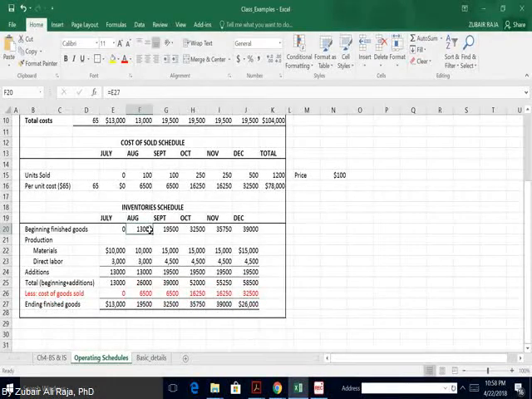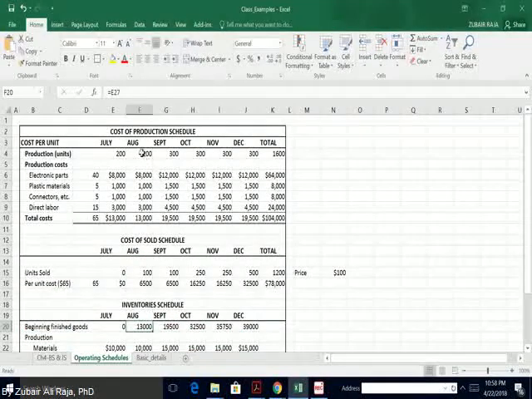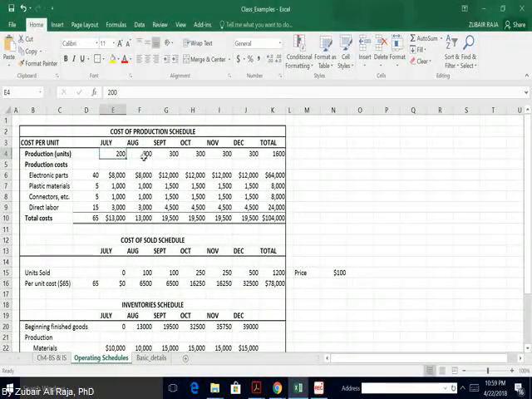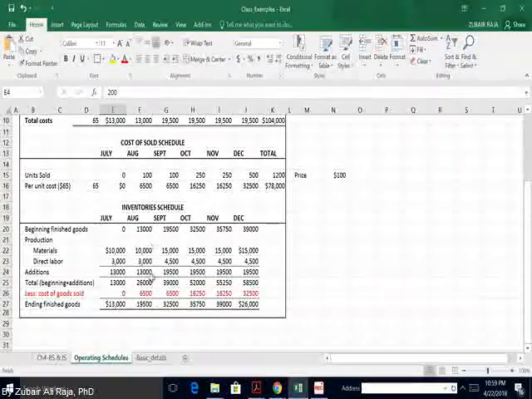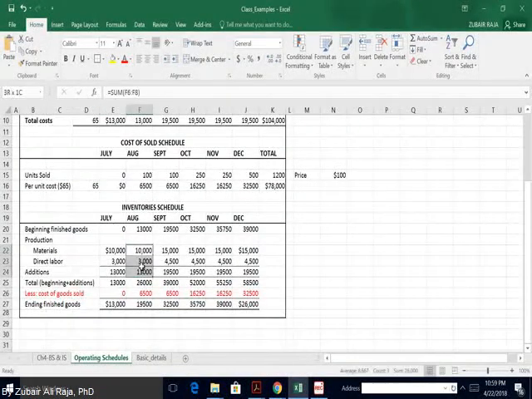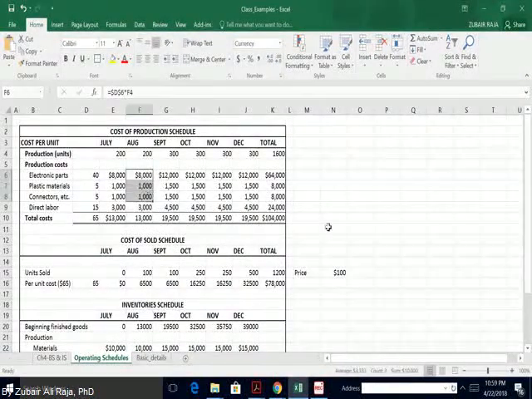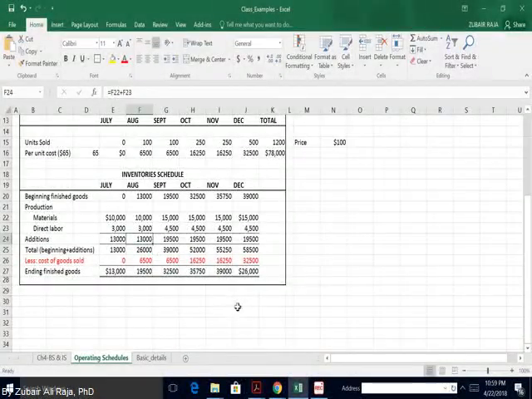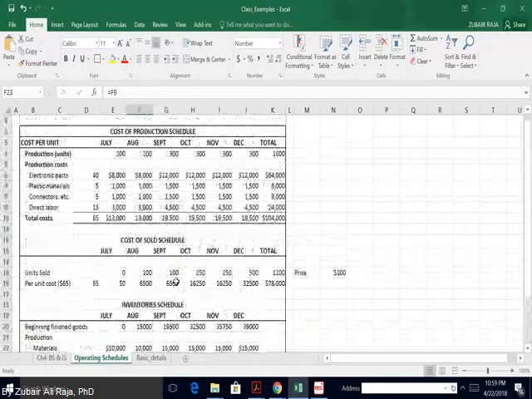Now they kept on producing more scanners in the month of August. Look, 200, the same as they did in the month of July. So that is the reason why we have almost the same numbers over here. In fact, totally the same numbers in these three rows which I have highlighted. So 10,000 materials, which is again adding these three numbers together, 8,000, 1,000 and 1,000, and this is going to give us this 10,000. Now there is a direct labor, the same thing.